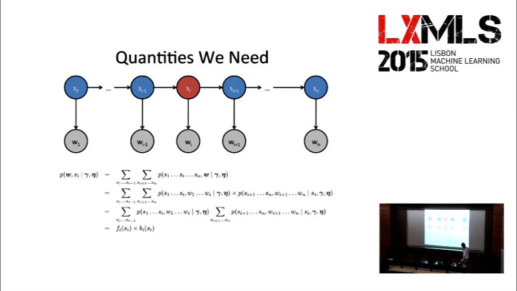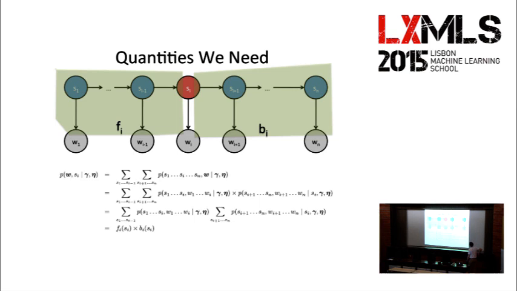Okay? There's a way to visualize this where you think of F_i as doing the work for this part of the graph, and B_i as doing the work for this part of the graph. Multiplying them together gives you the score of a particular state at this time. Who thinks this is cool? You guys are just saying that.